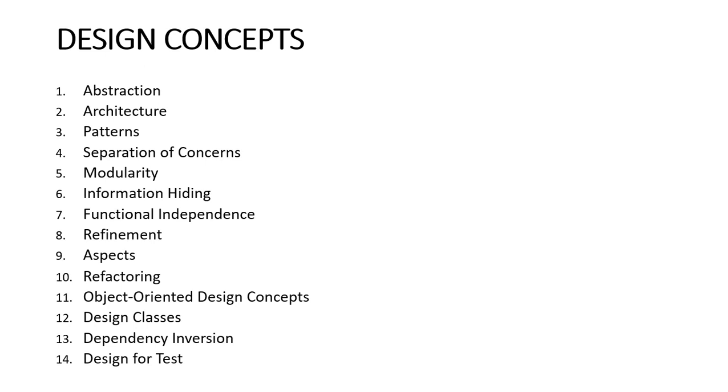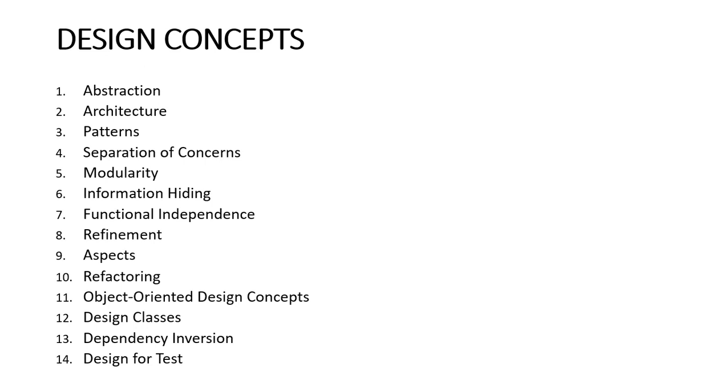The entire information will be hidden. On the sixth part, we will see functional independence: how each function is independent of the others, and how a few of the functions are dependent on each other. Then refinement is how you are going to refine each and every module, and so on. So like that it continues.